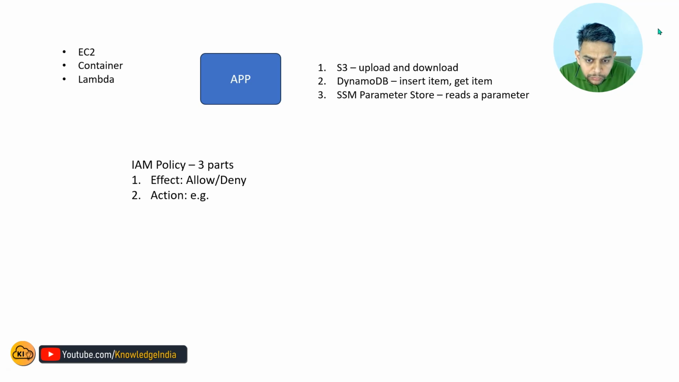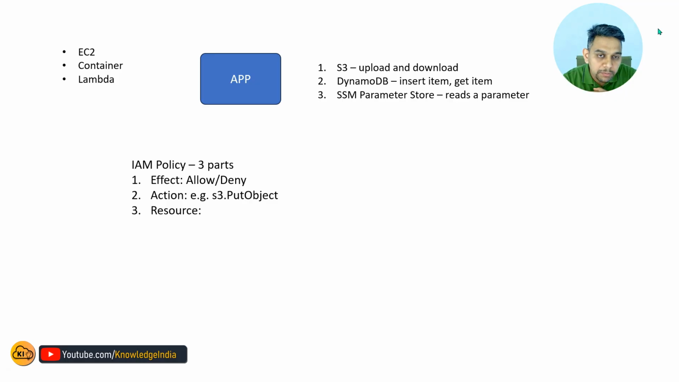For example, s3:PutObject. Basically, PutObject is an action with which you will allow or facilitate that a particular file or a particular object can be uploaded to an S3 bucket, right? So that could be an action. And the third and very important thing is resource. You also need to specify that when you are allowing a particular action, on which resource you are allowing it.